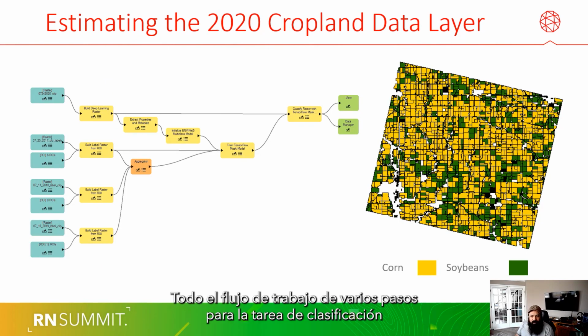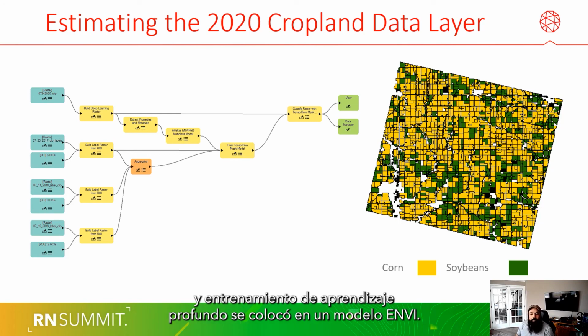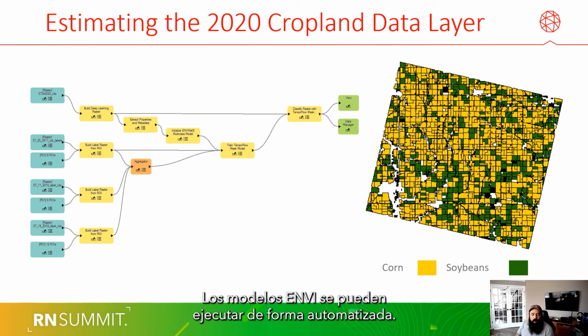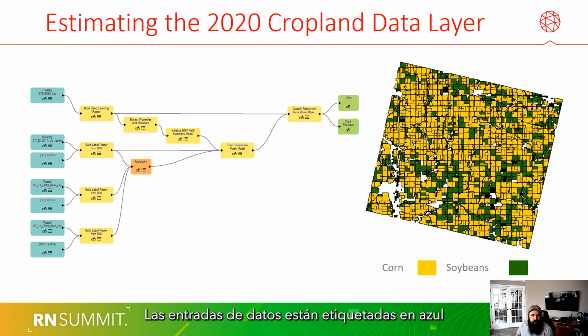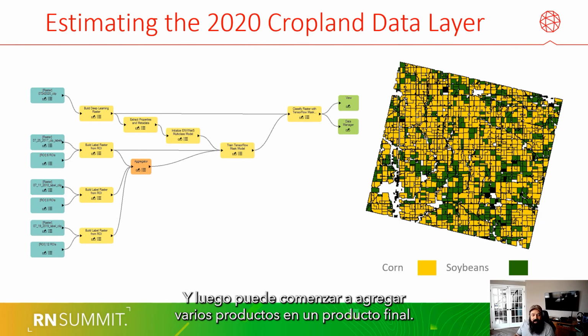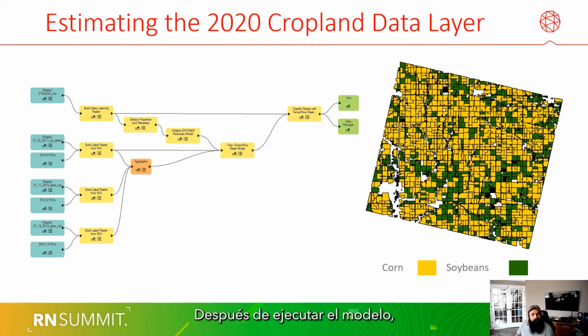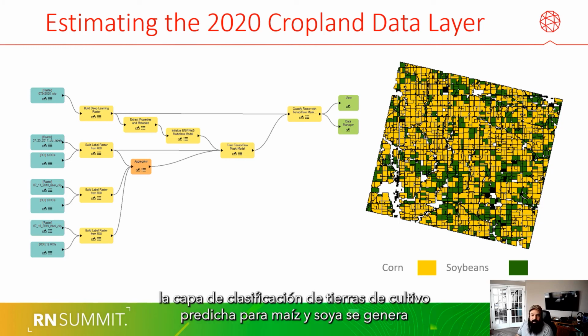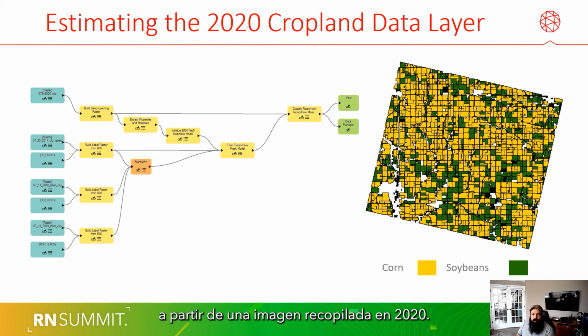So the entire multi-step workflow for the deep learning training and classification task was put into an ENVI model. ENVI models can be run in an automated way. You just hit run, you give it input, you have tasks. Input is in blue and the tasks are in yellow. And then you can start to aggregate multiple products into one final product. And after running the model, the predicted croplands classification layer for corn and soybeans is generated from an image collected in 2020.